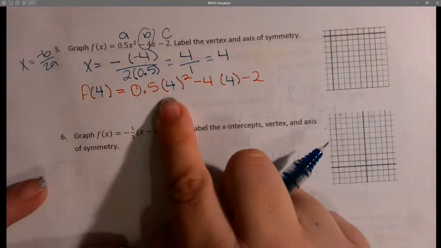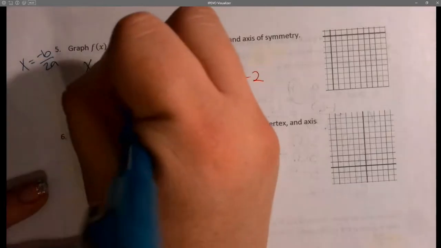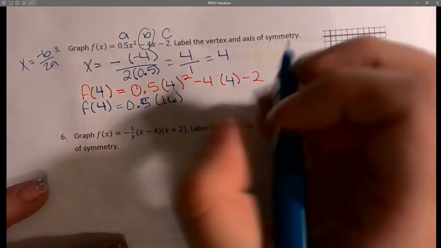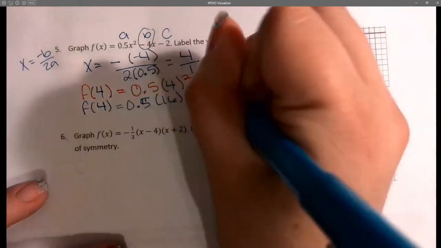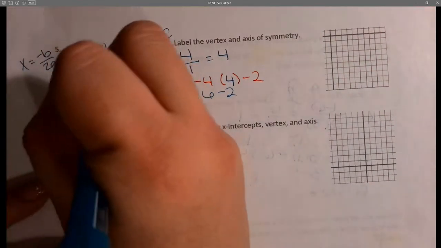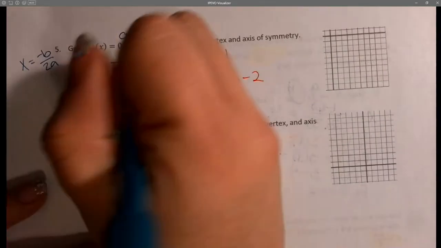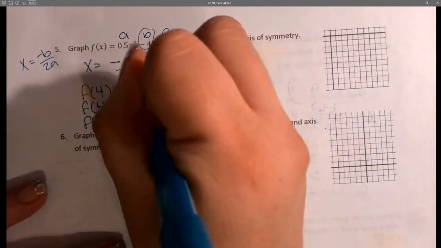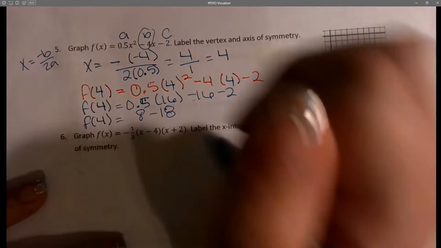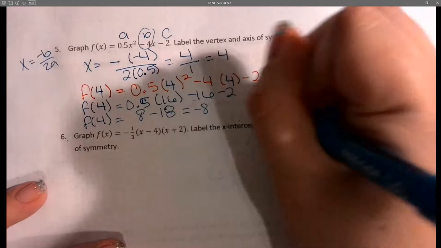So the first thing I want to do here is square my 4. 4 squared is 16. Over here I have negative 4 times 4, which is negative 16 minus 2. Then I want to keep combining. I have 0.5 times 16, so a half times 16, which is 8. Negative 16 minus 2 is negative 18. 8 minus 18 is negative 8. So my vertex here is 4, negative 8.